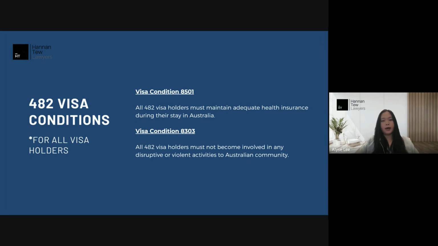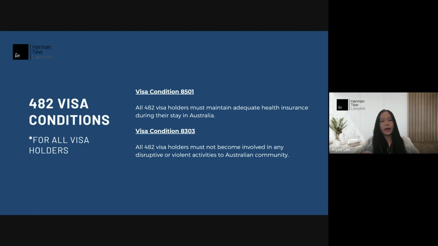If the applicant is from a country where Australia has a reciprocal healthcare agreement, such as the UK or Ireland, then they may be eligible to apply for Medicare while they're in Australia. They will still need to arrange health insurance to show that they meet that visa condition, but upon entry to Australia, they can then apply for Medicare.